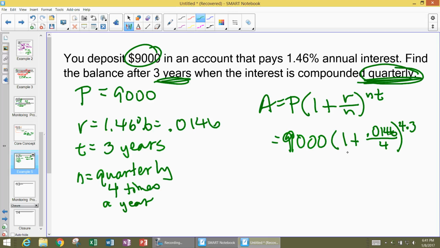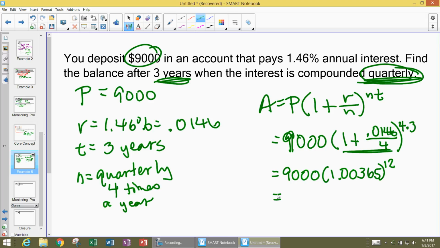So I'm going to use my calculator and simplify this first. In my calculator, I'm going to type 1 plus 0.0146 divided by 4. And because my calculator has order of operations, it will tell me the nice answer of 1.00365. And now I'm going to do 4 times 3. 4 times 3 is 12. So we're taking it to the 12th power.